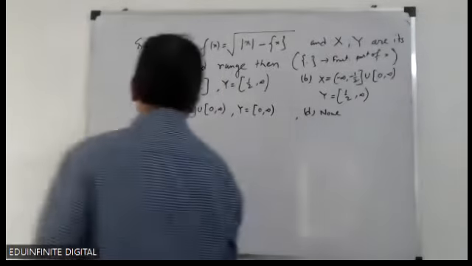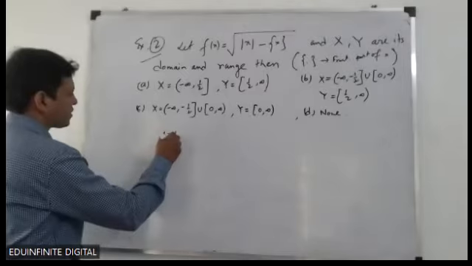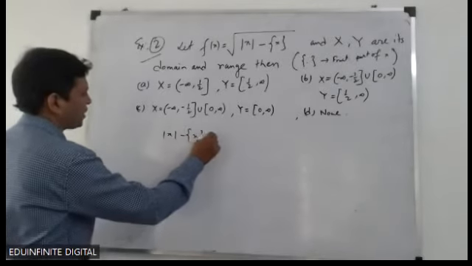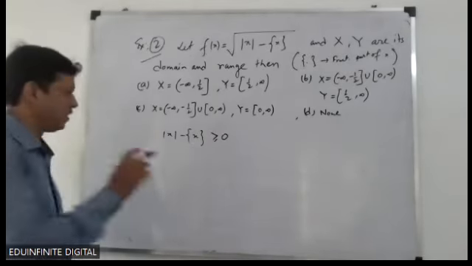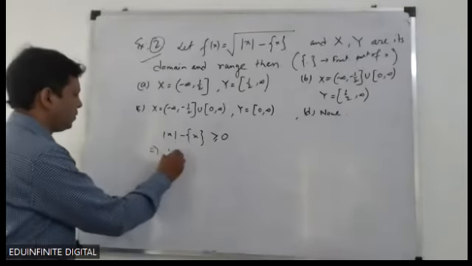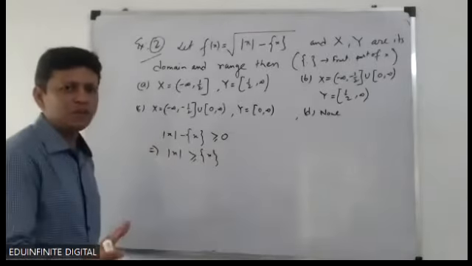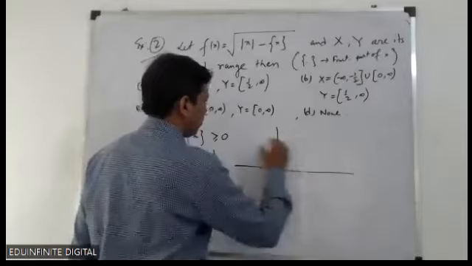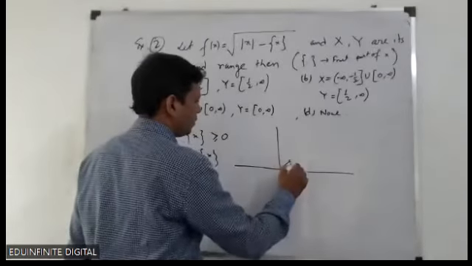Okay. First of all, to find the domain, mod x minus fractional part of x should be greater than or equal to 0, right? That is the main criteria. Mod x is greater than or equal to fractional part of x. So I will use a graph and solve the problem. This is the fractional part, option A.